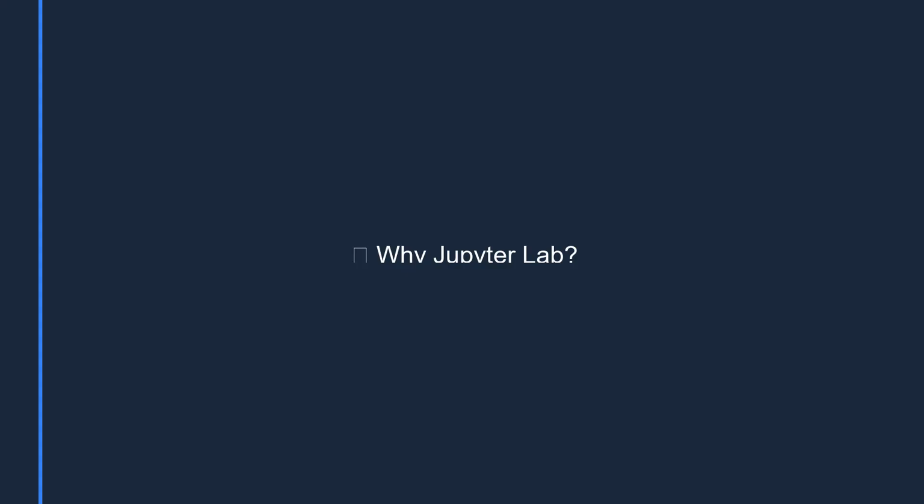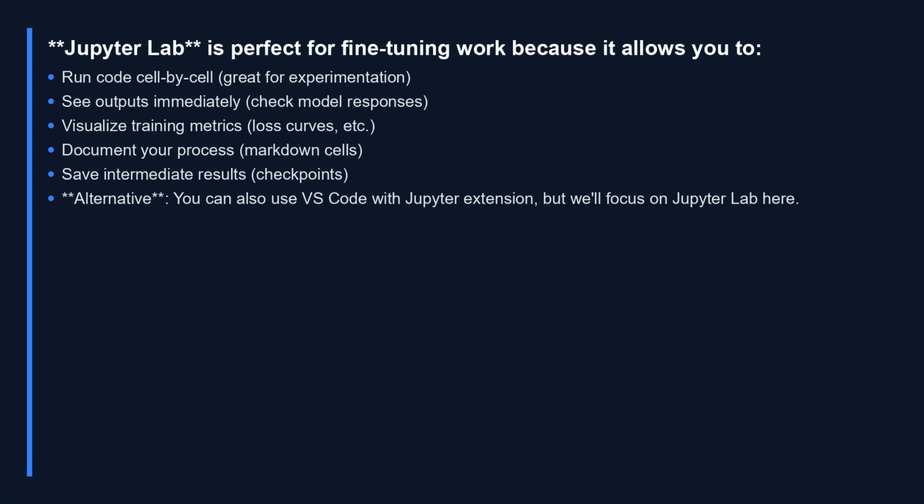Why Jupyter Lab? Jupyter Lab is perfect for fine-tuning work because it allows you to run code cell by cell, which is great for experimentation. You can see outputs immediately, check model responses, and visualize training metrics, loss curves, etc. You can document your process with markdown cells, and save intermediate results and checkpoints. Alternative: you can also use VS Code with the Jupyter extension, but we'll focus on Jupyter Lab here.